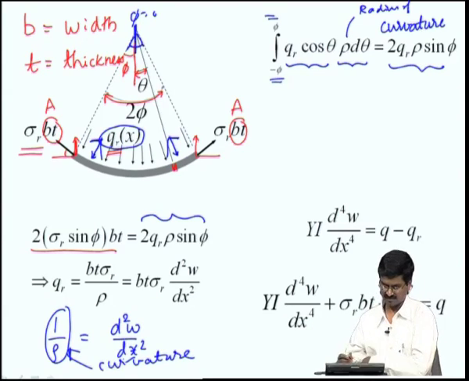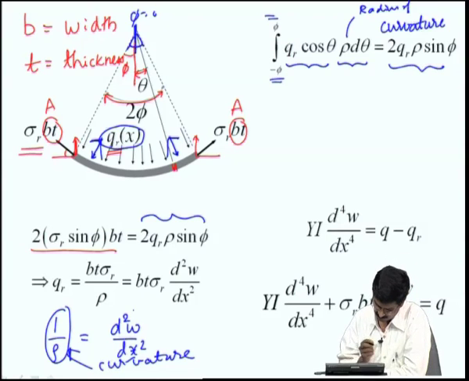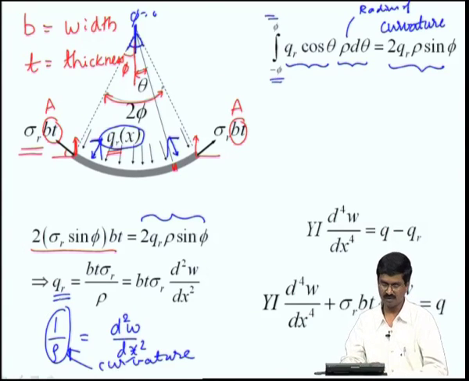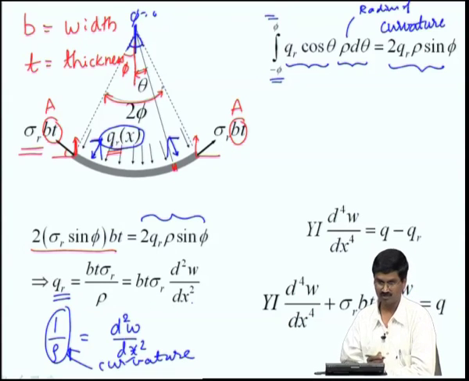Okay, that is a curvature. So, that is what we have here. So, now what we have found is that QR, which is the equivalent transverse load that causes a residual stress sigma r, is given by this quantity.